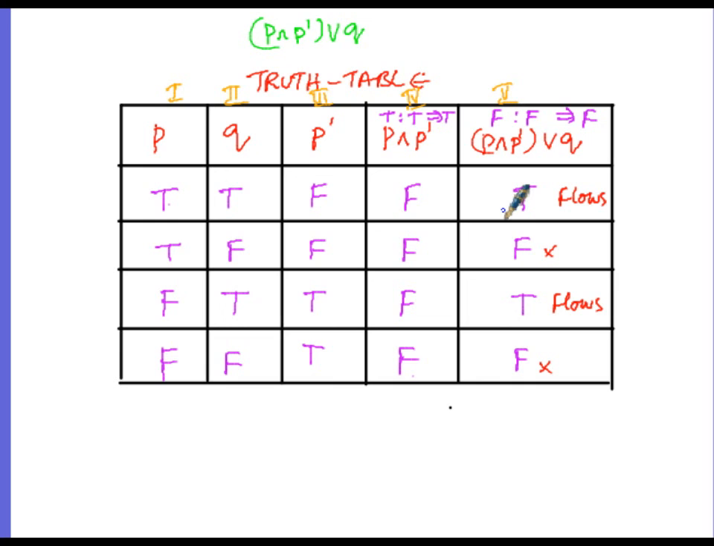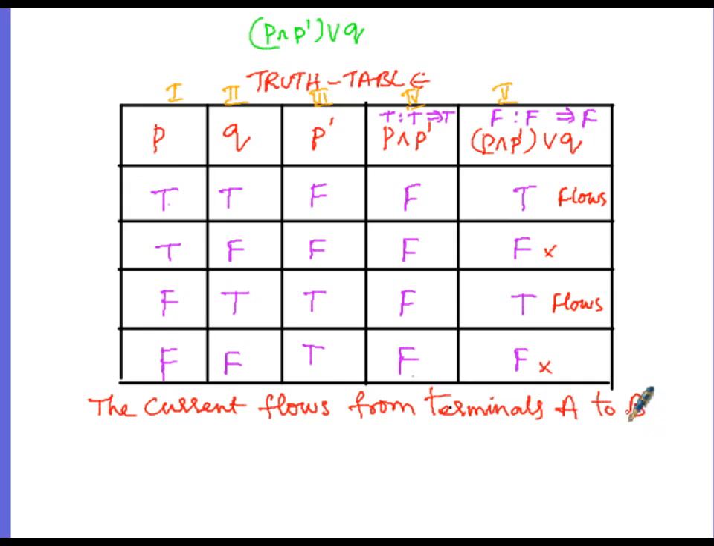So here we can write it as: the current flows from terminals A to B when, in the first condition, P is true, so T indicates the switch is closed, so switch P is closed. Q is also T, that is Q is also closed, and P dash is F, that is P dash is open.